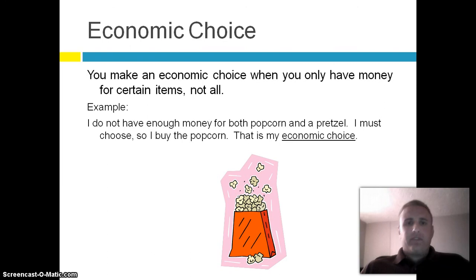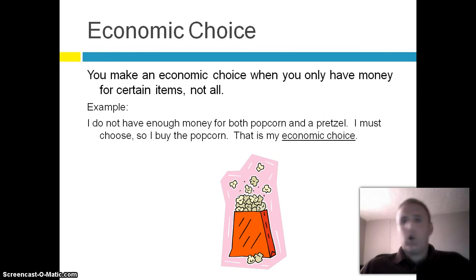And this is what we have to decide. Our economic choice: the idea that we make an economic choice when you only have money for certain items, not all of them. If I were to give you an unlimited amount of money, there would be no economic choice. But when you go out and you get a job, let's fast forward 4 years from now, you're graduating college or getting ready to go into your senior year, and you start to think about what you're going to do with your life.